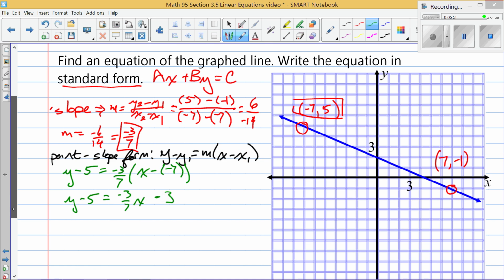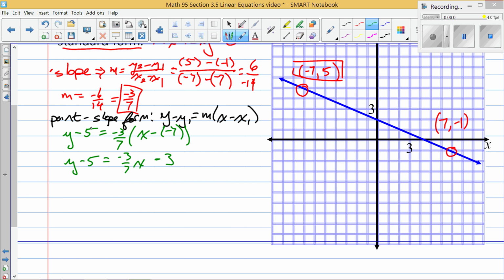So, as I continue on, I'm going to isolate y. I'm going to add that 5 to both sides, so I get a negative 3/7 x. I add 5 to both sides, I get a plus 2.